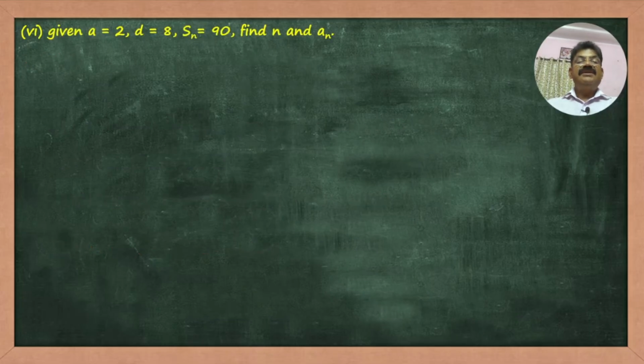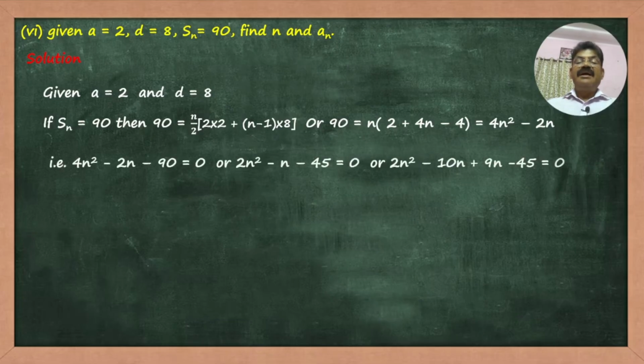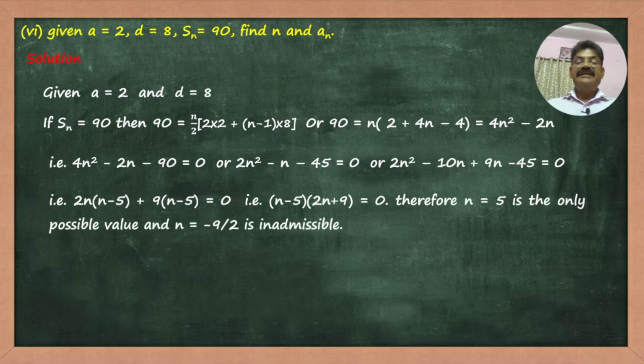Sixth problem. Given A is equal to 2, D is equal to 8, Sn is equal to 90. Find n and An. Sn equal to 90. Then 90 equal to n by 2 into 2 plus n minus 1 into 8. Or 90 is equal to 4n square minus 2n. When you simplify, you get 2n square minus n minus 45 is equal to 0. So when you separate the middle term, you get 2n square minus 10n plus 9n minus 45 is equal to 0. Therefore, this can be factored as n minus 5 into 2n plus 9 equal to 0.